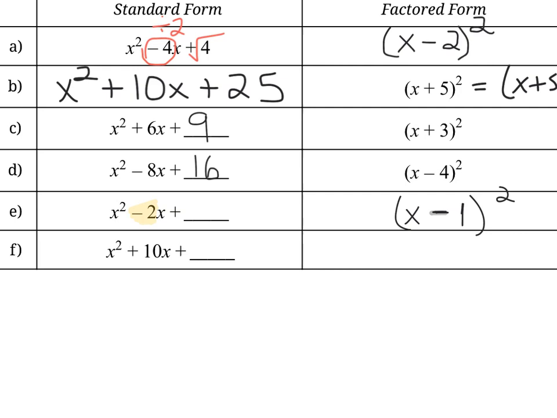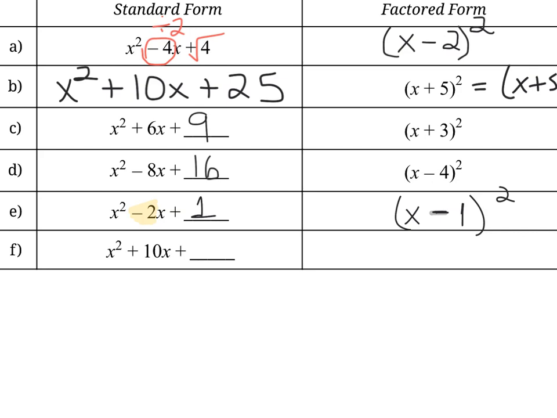Okay, so my factored form equation is going to be x minus 1 squared. Now all that's left to do is figure out this missing number here. So I'm going to take negative 1 and I'm going to square it. So negative 1 squared is a positive 1.